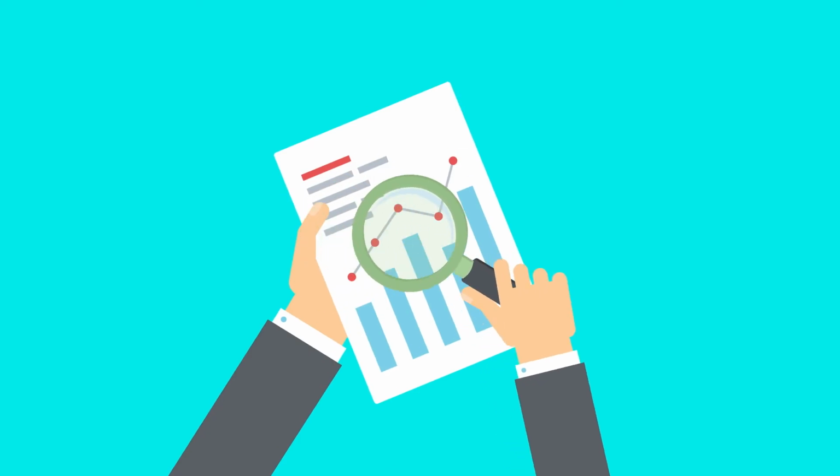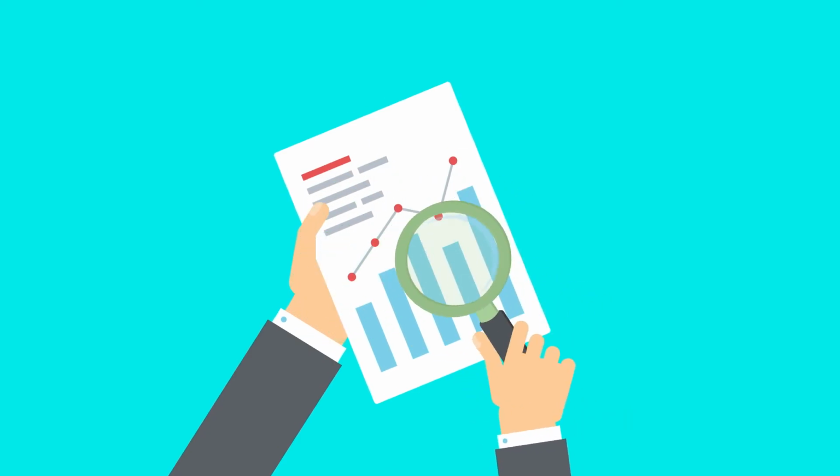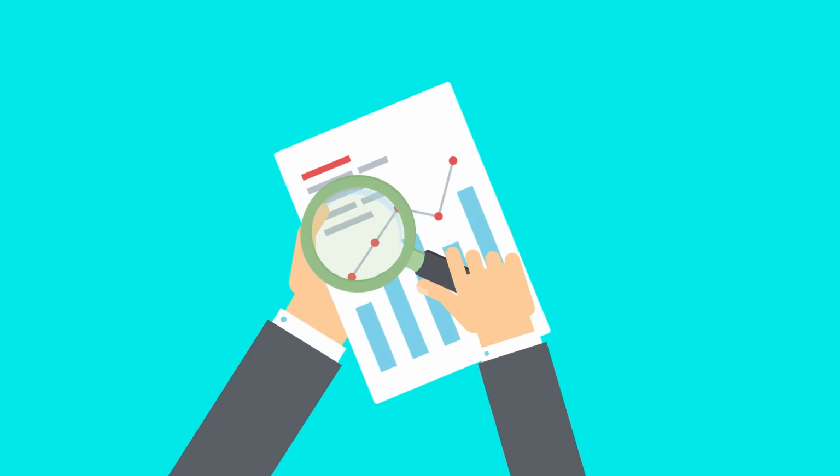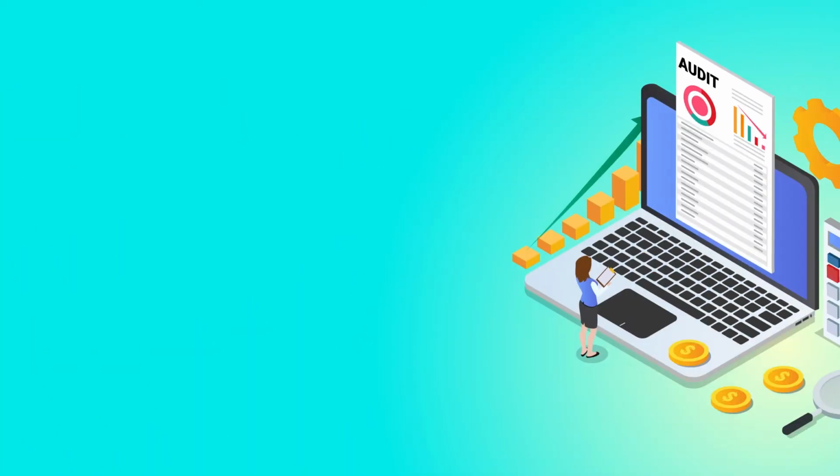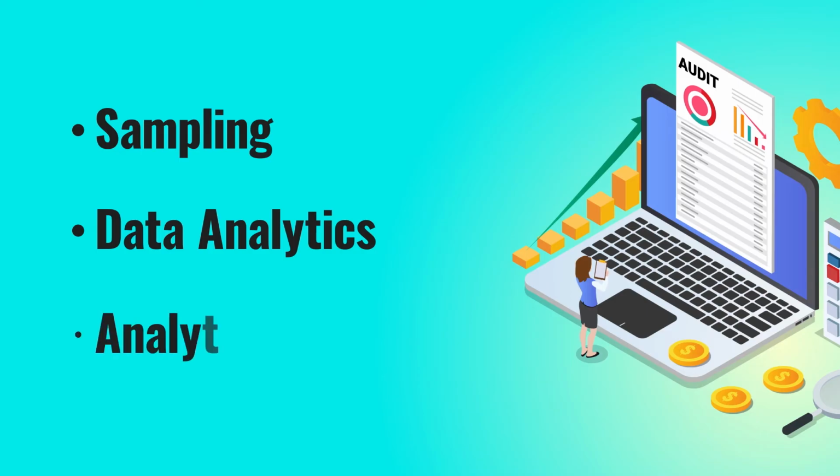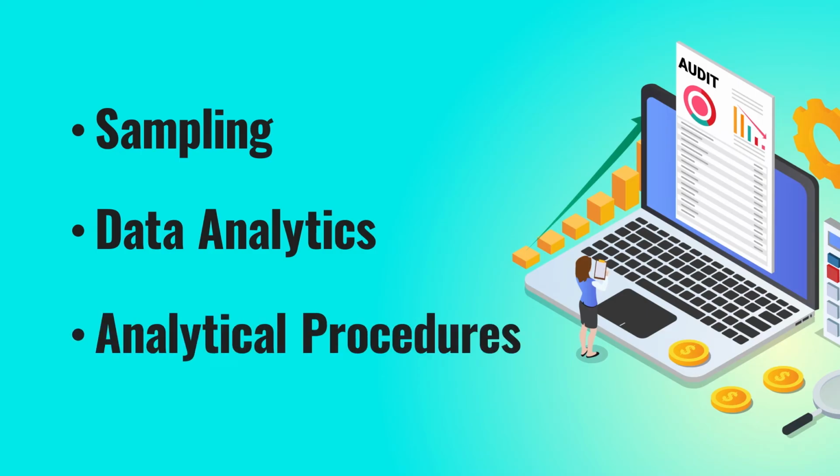An auditor can't check everything. Otherwise, an audit would take a very long time and be prohibitively expensive and intrusive. So an auditor is focused on the risks of material misstatements in the financial statements due to fraud or error. The auditor uses sampling, data analytics, and analytical procedures to obtain reasonable assurance that the financial statements ultimately make sense.